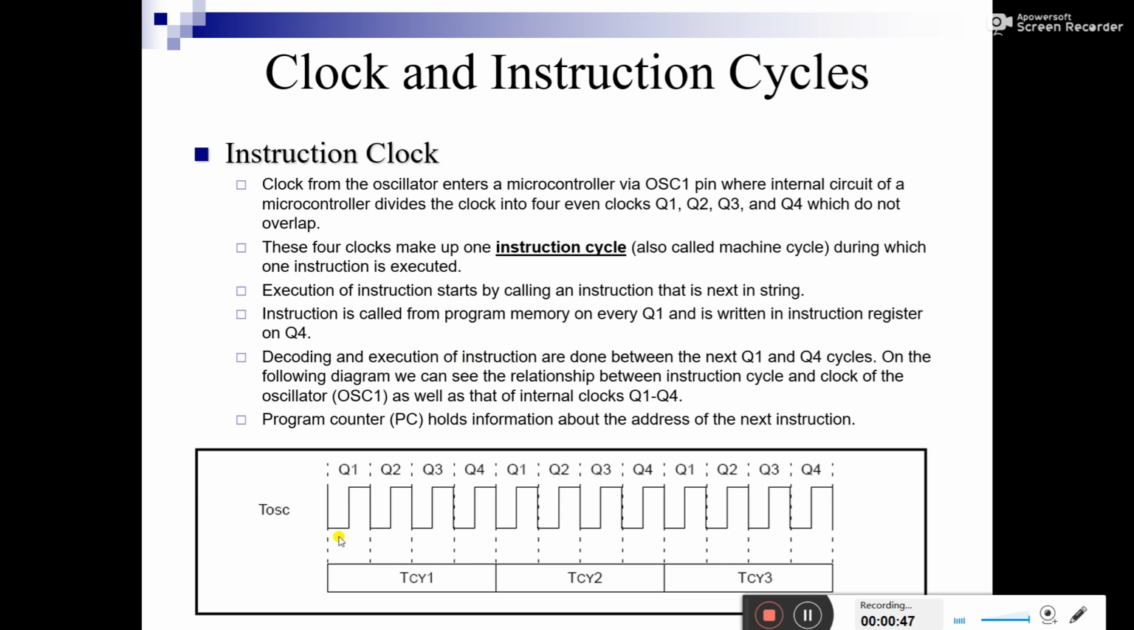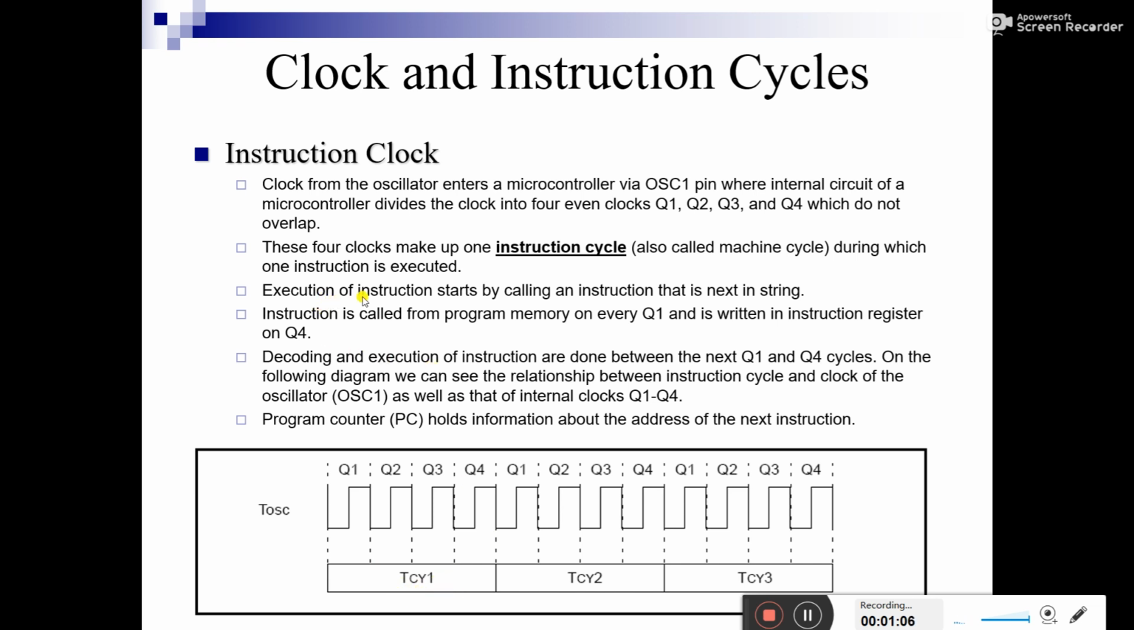Here you can see this single clock, which is divided into 4 equal clocks: Q1, Q2, Q3, Q4. These 4 clocks are defined as one instruction cycle.